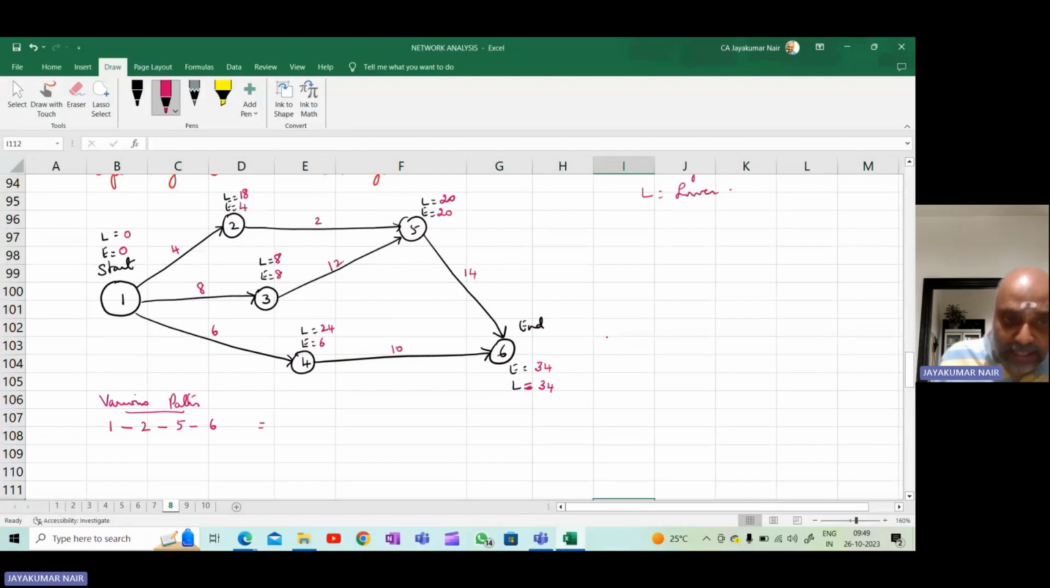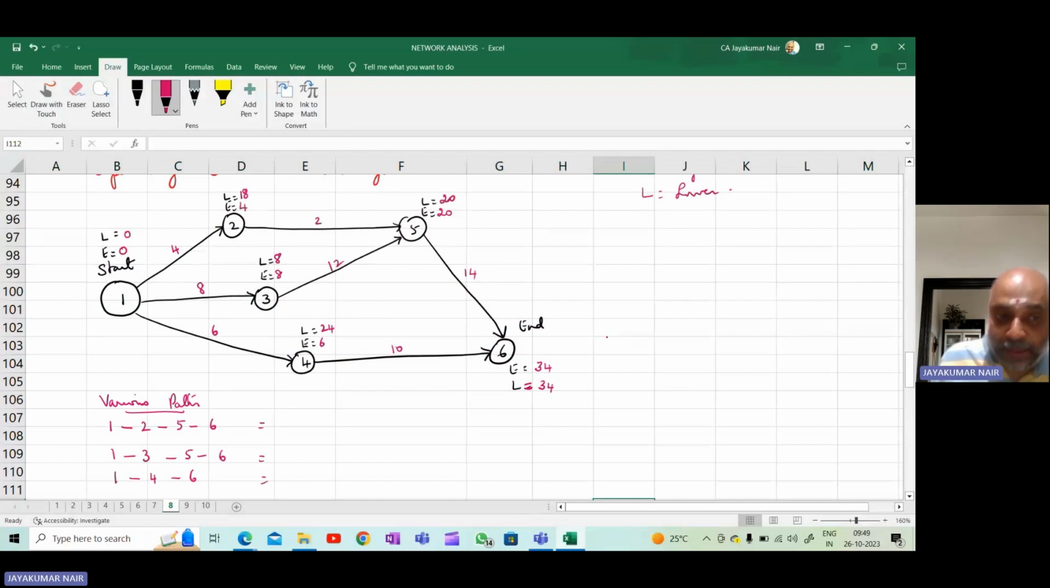We will calculate a little later. The second one could be 1 to 3, 3 to 5, and 5 to 6. This is the second part. And the third part is 1 to 4 and 4 to 6. So there are 3 parts on this particular network, right? Now, what is the duration?